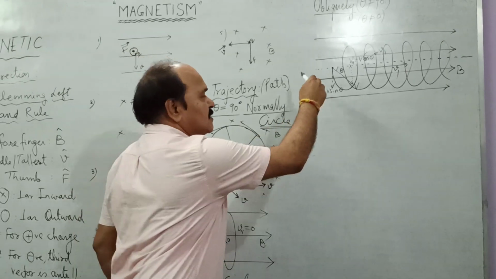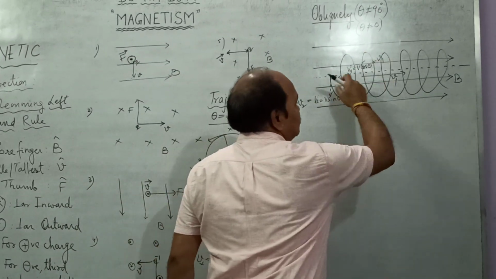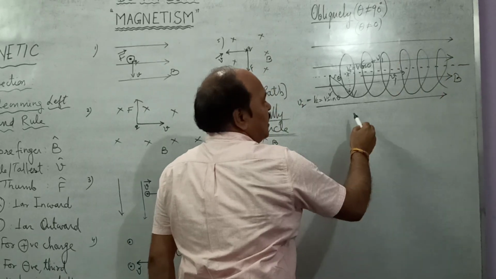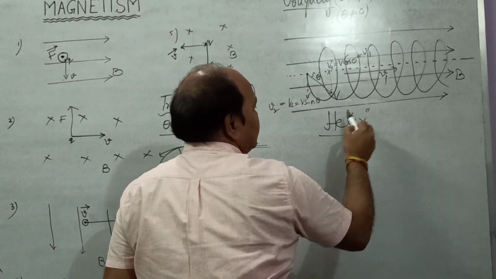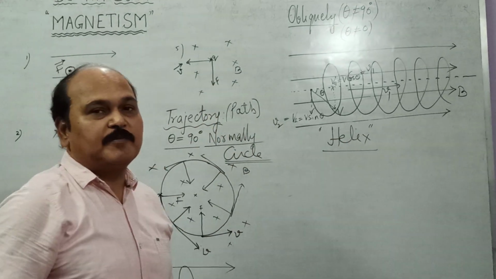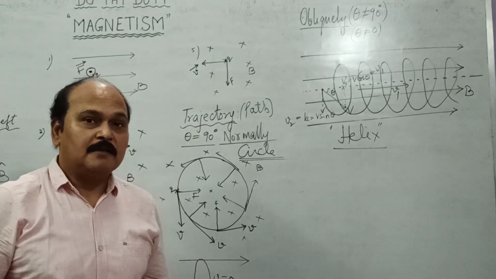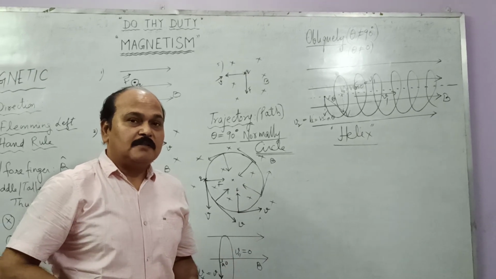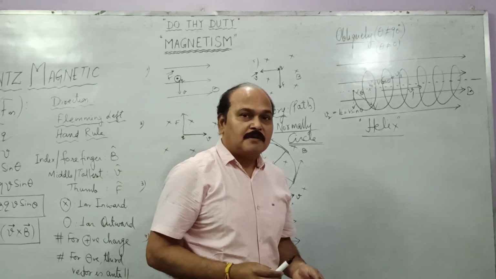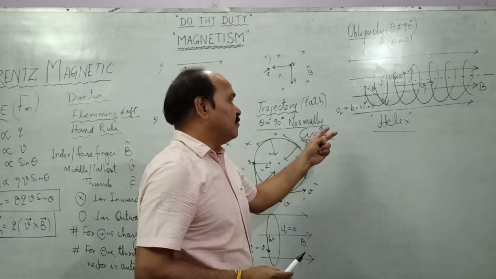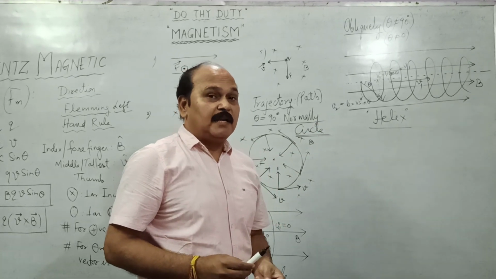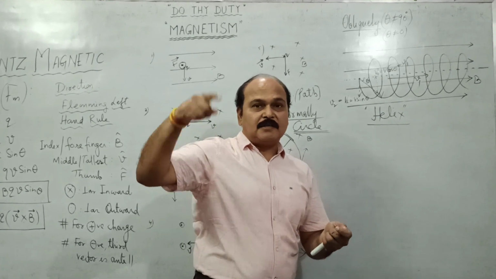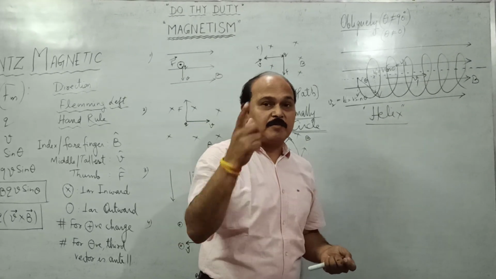So it not only moves on a circular path, but this circular path is also stretched along the magnetic field, and this is what is called a helix. So the trajectory of the charged particle is helical if the charged particle enters obliquely. When it enters normally, the trajectory is what? Circular, a perfect circle. But if it is entering into a magnetic field obliquely, then it moves on a helical path. The helical path is just like the path of a spring, the shape of a spring.